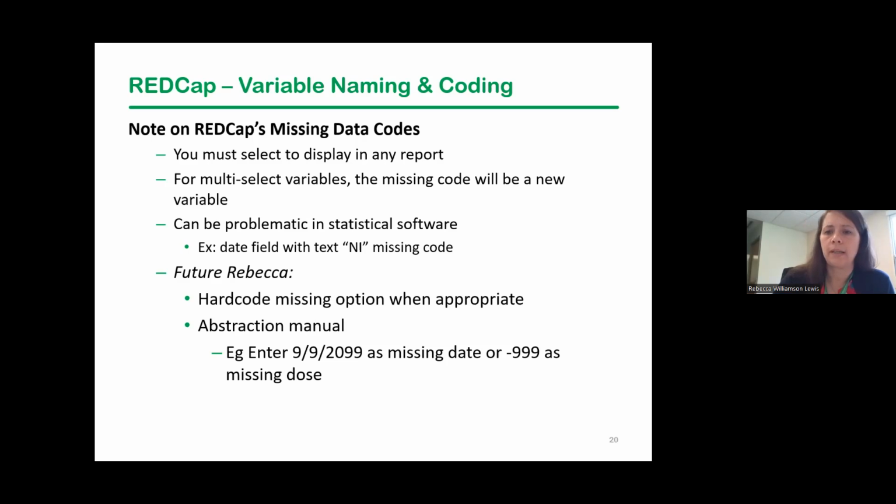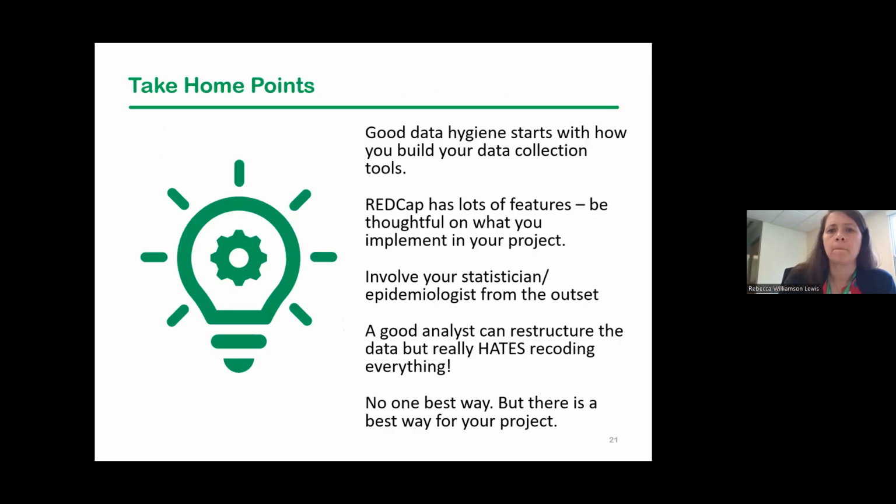So after implementing this in a project, I think in the future, I'll hard code missing options into data abstraction forms, or use abstraction manuals to tell coordinators what exactly to enter for missing data. So some take-home points is that good data hygiene starts with how you build your data collection tools.